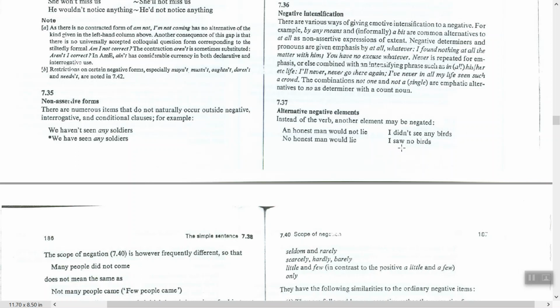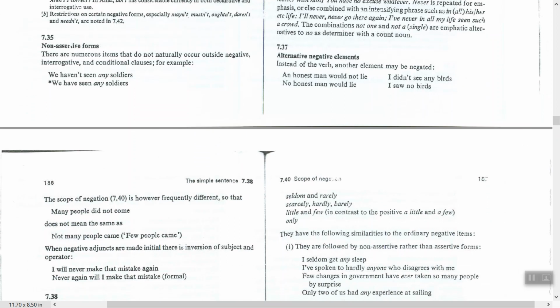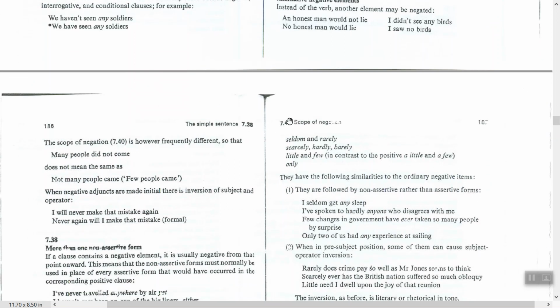But here, I saw no birds. There is no negation of the verb here: I saw, so, okay, no birds. Like when you say I don't have any idea, or I have no idea. So birds is negated here as a word. The scope of negation we will talk about next lecture.